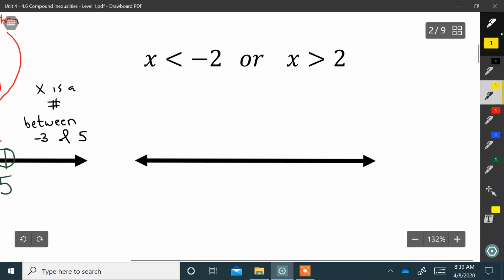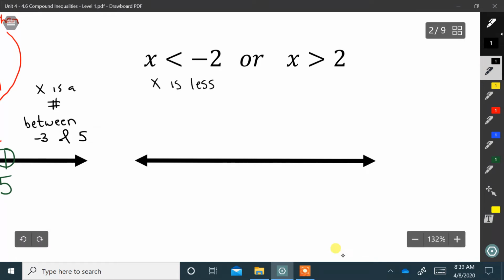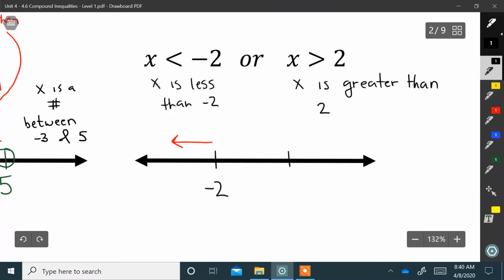Alright, on this one here, it's a little bit different. This one is saying x is less than -2. Okay, so if I go to my graph here, all the numbers that are less than -2 are this way. Now this one says x is greater than 2. So all the numbers that are greater than 2 are actually this way. So here's how my graph looks. We put an open circle because we're not including that, and we're going to go this way.